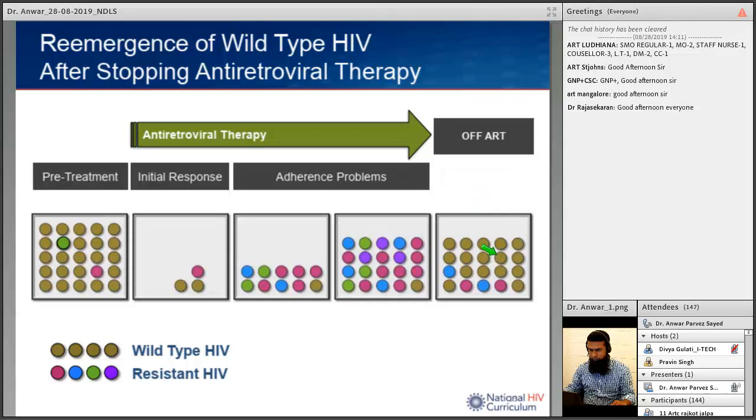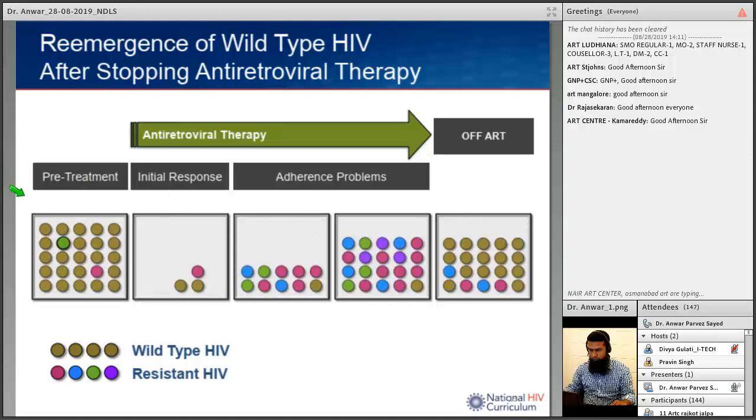So viral load of the wild virus will increase, but at the same time, even resistant viruses, because the number was huge, will also increase. So this is what happens once you start ART in a patient who is HIV positive, and if the patient does not take ART properly, the number of resistant viruses increases.